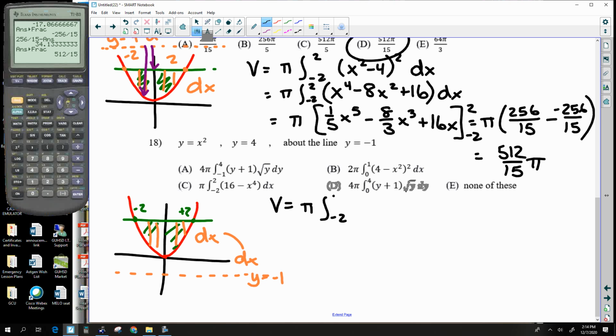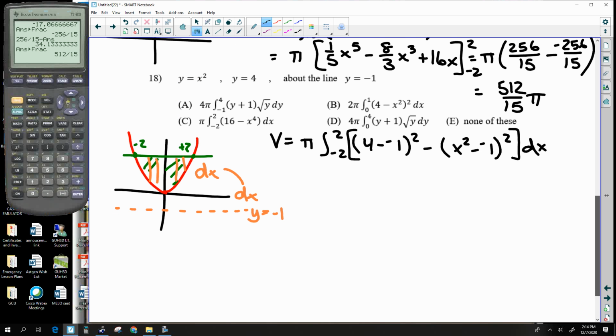So this is pi integral from -2 to 2 of the big radius minus the new radius squared, minus the little radius minus the new radius squared. So this is technically 5, so this is 25 minus x to the 4th. This is a +1, so plus 2x squared plus 1. It's not looking like anything that I want. Let's keep going. Let's see if it pans out.